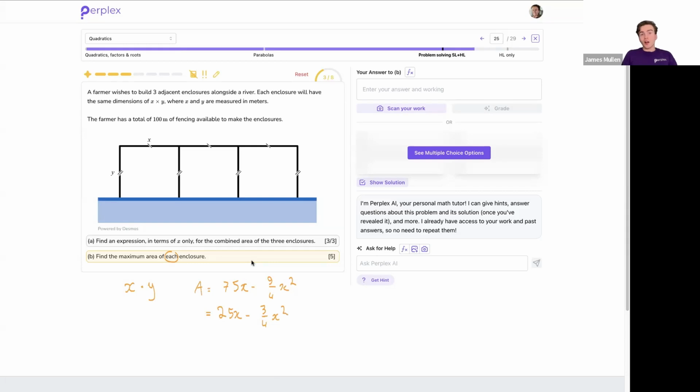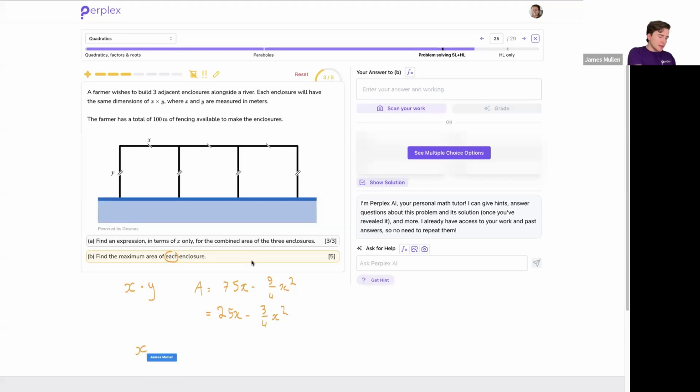And it's going to be a concave down parabola because I have negative 3 over 4 as the leading coefficient a. And a concave down parabola has a maximum at the vertex, which means to find the maximum area here, I essentially have to find the coordinates of the vertex. So the way I'm going to do that is to think about the axis of symmetry, right? So the axis of symmetry tells me the x coordinate of the vertex.